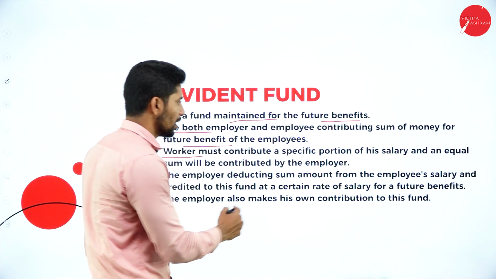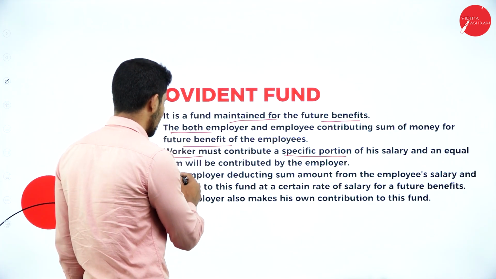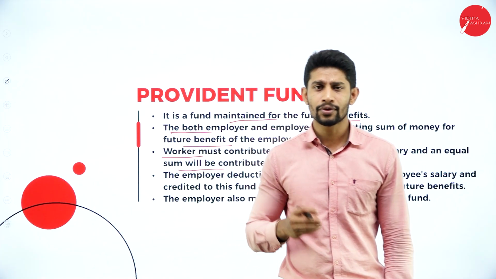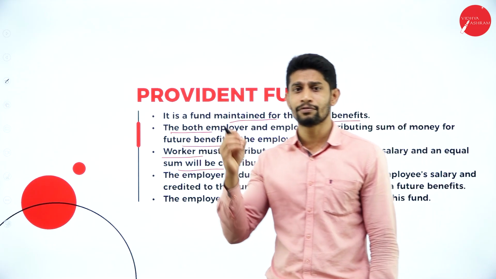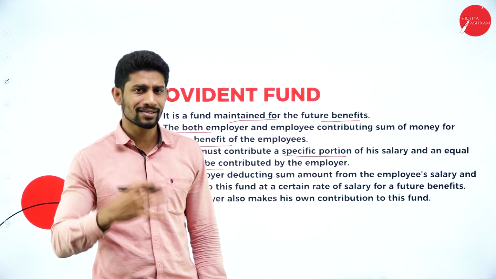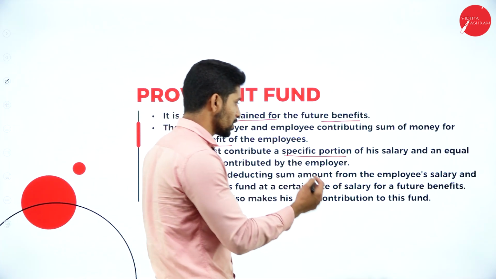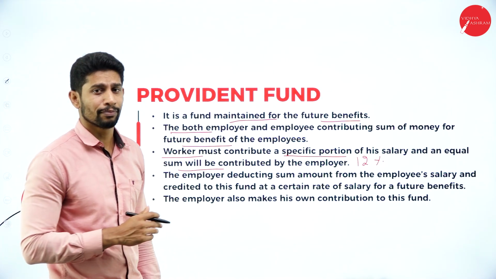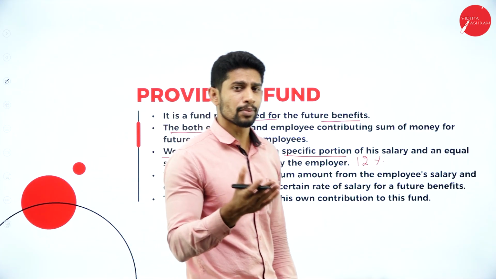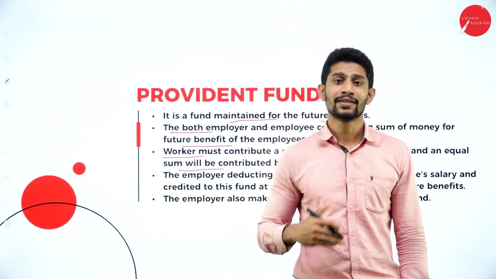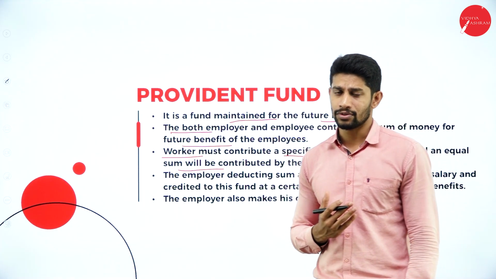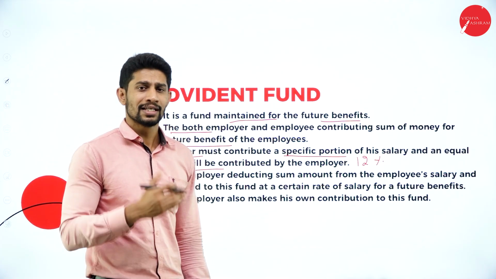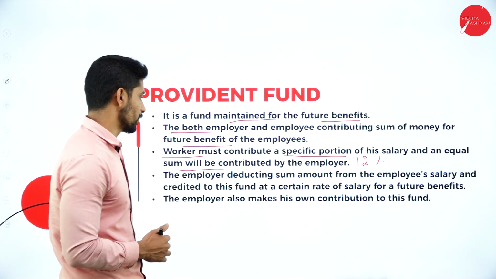Worker must contribute a specific portion of his salary and an equal sum will be contributed by the employer. Yes, as an employee, I am supposed to contribute a specific percentage of my salary towards this PF account. So what is this specific percentage? The specific percentage is 12% of your salary. How much? 12% of my salary. So I am supposed to contribute minimum 12% of my salary towards the provident fund account. And even the employer is also going to contribute 12% or the specific rate of salary to my PF account, that is the provident fund account.